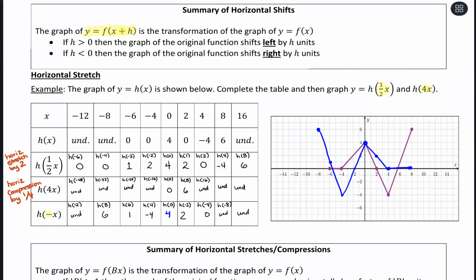So what we had is a reflection over the y-axis. So where x was positive before, now it's negative, and the x's that were negative are now positive. So this is going to make for a reflection over the y-axis.